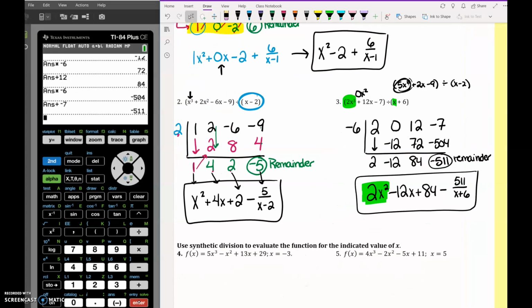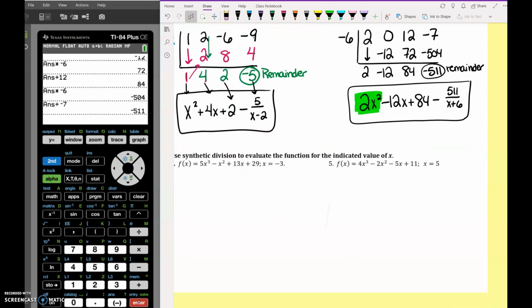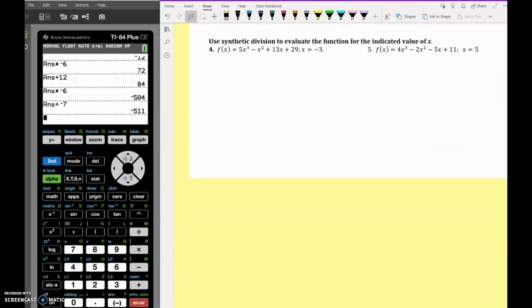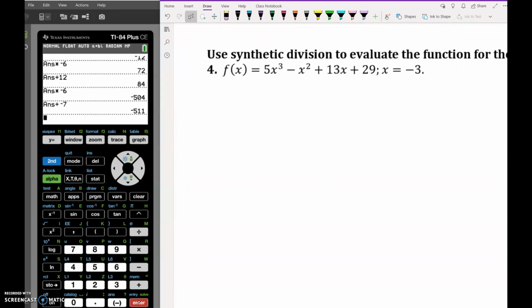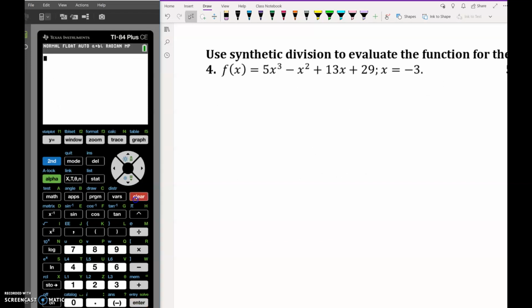The other really nice thing about synthetic division is that you can use it to evaluate a function. So we're actually going to do number 4. I'm going to do this on the calculator first, and then I'll show you how easy this is with synthetic division. So if I do this in the calculator, I have to do 5 parentheses -3 raised to the third minus -3 raised to the second plus 13 times -3. Oops, I missed my negative. Plus 29. And I get -154. So I know the answer to this is -154.